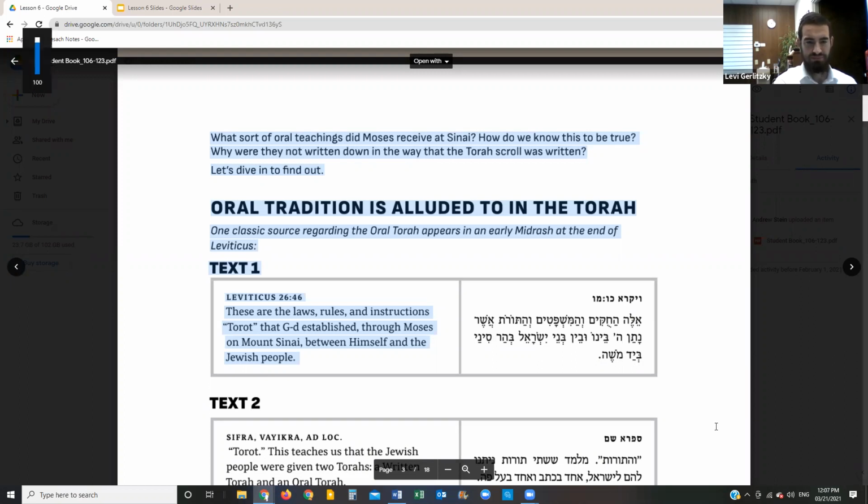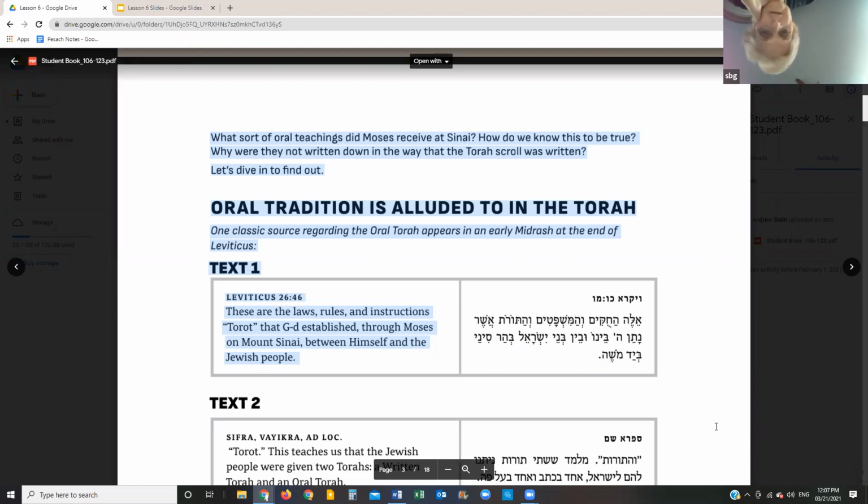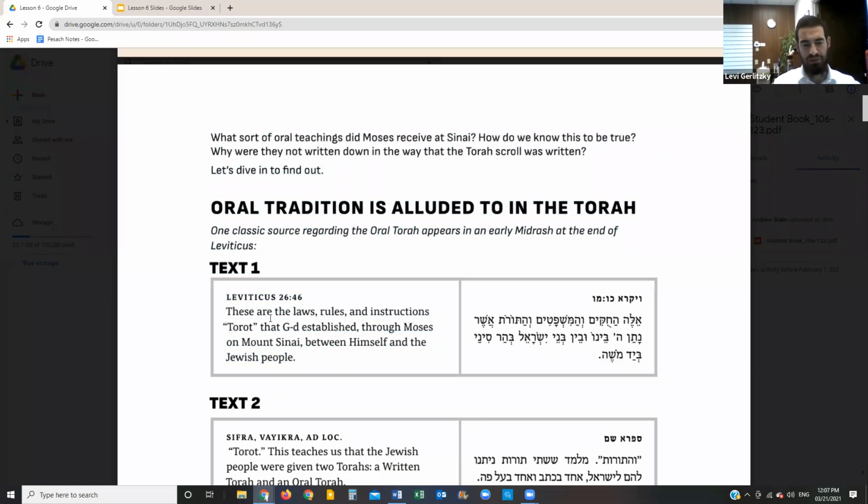Okay. These are the laws, rules, and instructions, Torah, that God established through Moses on Mount Sinai between himself and the Jewish people. Very good. So this is a quote from the book of Leviticus, one of the 5 books of Moses. And we're seeing over here a quote where the Torah is alluding to the fact that there's also an oral Torah. Where do we see that?